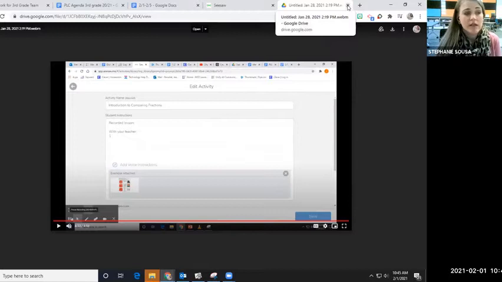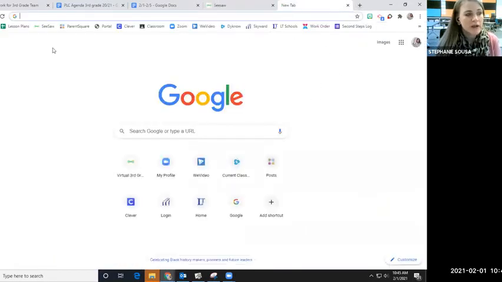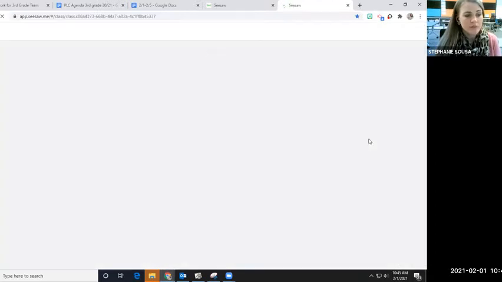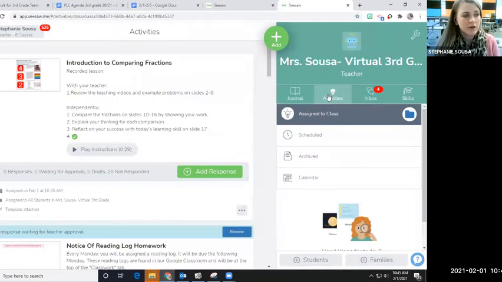First, we're going to take a look at shapes which have been partitioned equally. So I'm going to ask you right now to go to your Seesaw. And if you have not already, click on your activities to refresh your feed. And you will see the activity, Introduction to Comparing Fractions, at the top of your activities.